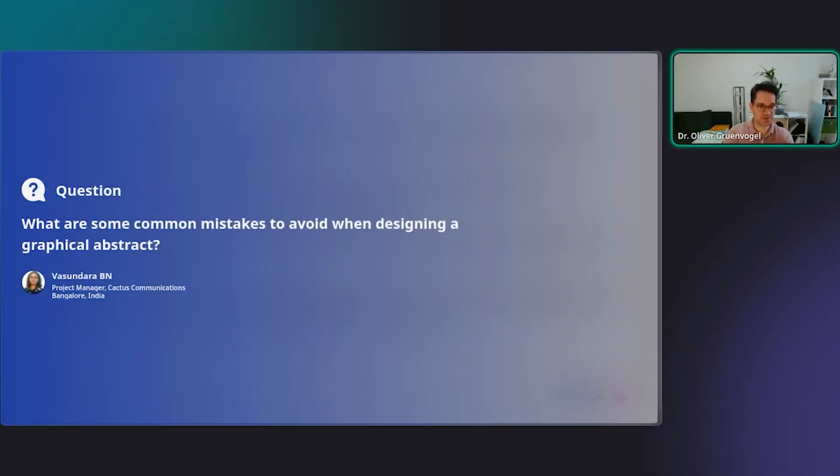First one is, what are some common mistakes to avoid when designing a graphical abstract? So the most common mistake that I see is starting too early with creating the abstract itself. Make absolutely sure that you know exactly what you want to present, what you want to bring across. Again, that's the key messages and the one key message and the key findings of your paper.